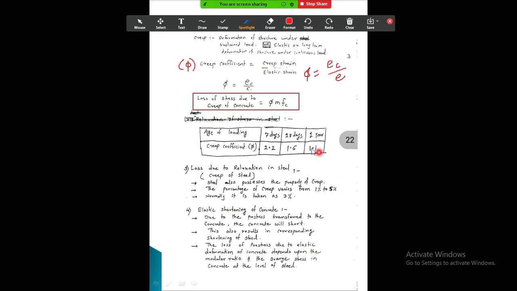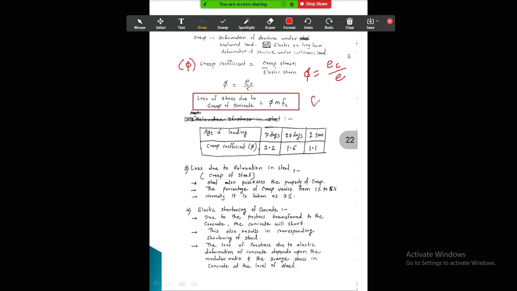And now, the loss of stress due to creep of concrete is phi into m into fc, where phi is the creep coefficient and m is the modular ratio. The value of m can be calculated as Young's modulus of steel divided by Young's modulus of concrete, Es upon Ec, that gives you the value m, and fc is the stress in the concrete at the level of steel.